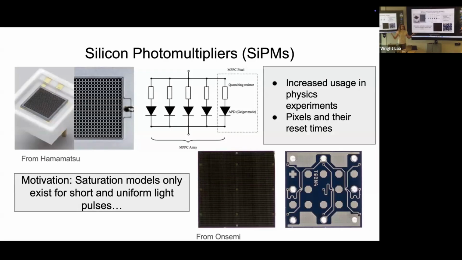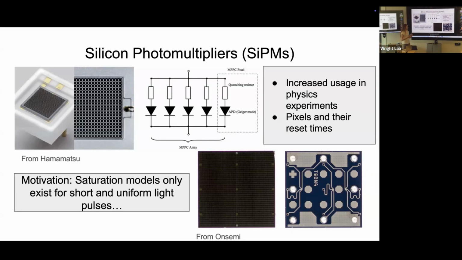My project revolved around silicon photomultipliers. You heard about them in previous projects, which are these photon detectors that are increasingly popular in physics experiments. They're pretty much an array of mini photon detectors, which can only detect one photon at a given time. So once a photon hits it, there's a certain time interval where it also cannot detect another photon.